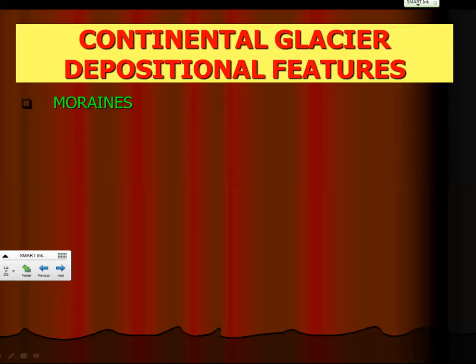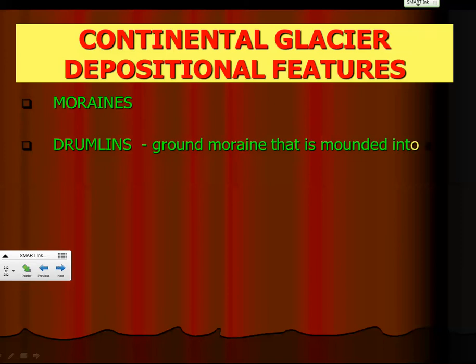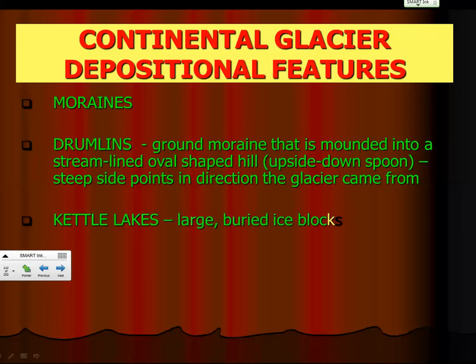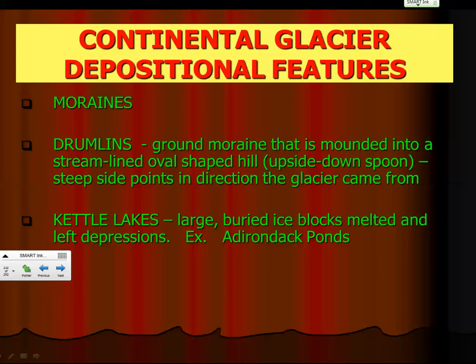All right, some continental glacier depositional features. Just like valley glaciers or alpine glaciers, continental glaciers also leave moraines. They also, because of their tremendous weight, smear the landscape, forming these kind of upside-down spoon-shaped hills called drumlins. We have some in this area. There's a lot more south of Lake Ontario. Kettle lakes. These are large, buried ice blocks. When the ice was melting back, we think that the ice would block off and melt and leave depressions, which would fill up with water, and these became some of the ponds in the Adirondacks.